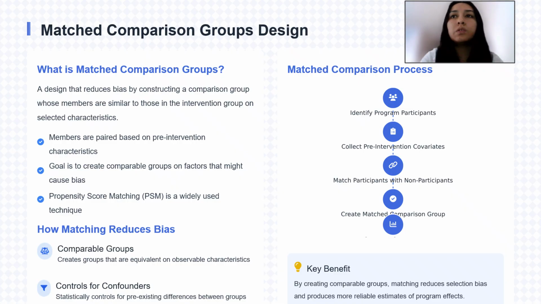So now I will talk about the matched comparison group design. It takes another approach. Instead of controlling statistically, it creates a comparison group that closely resembles the program group before the intervention. Each participant is matched with someone similar on key characteristics like age, income, education, or region. One popular method is propensity score matching, most known as PSM, which calculates the probability of joining the program and pairs participants accordingly. So this reduces selection bias and makes both groups comparable.